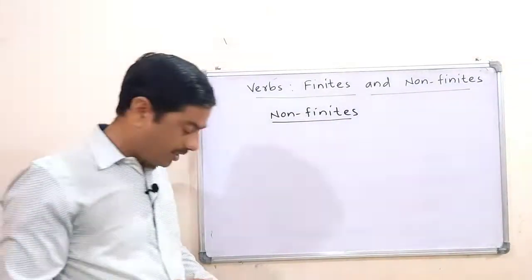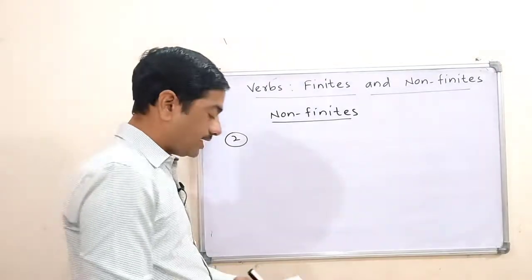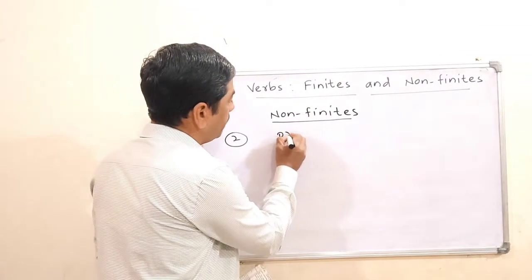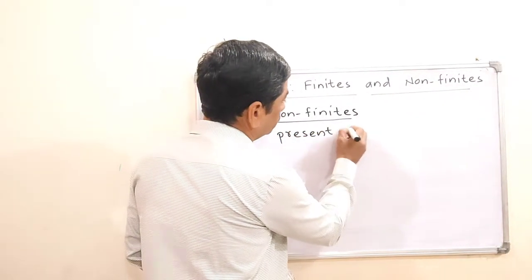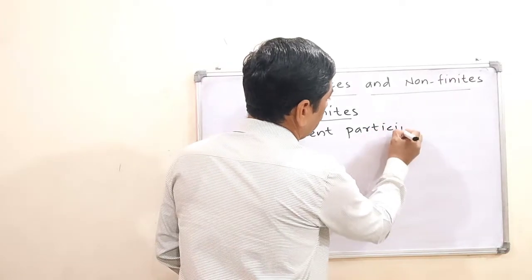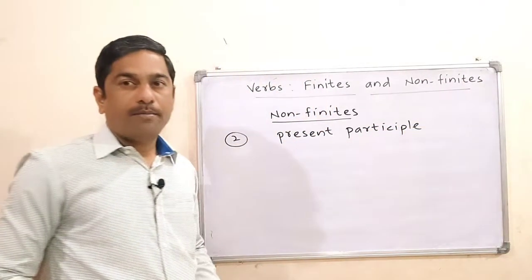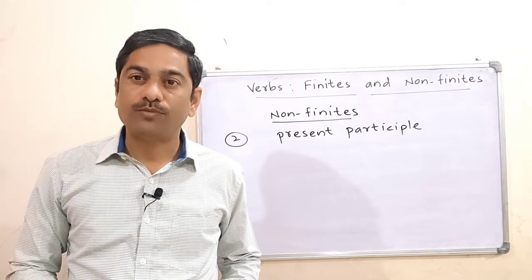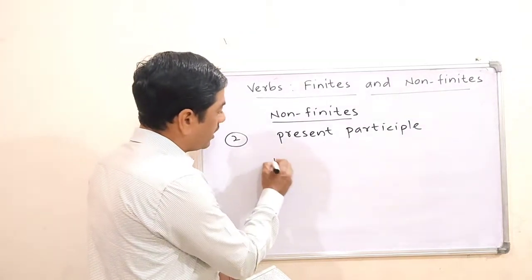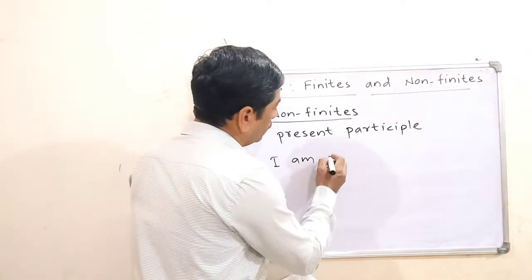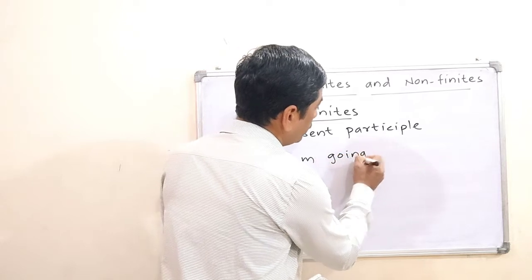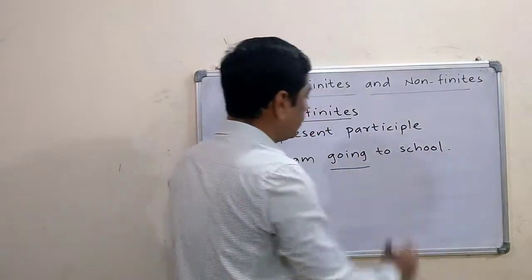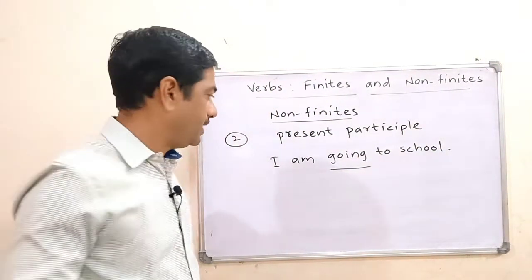The second one we will speak about is present participle. What is present participle? Present participle is the ing form of the verb. I am going to school. In this sentence, going is the present participle.